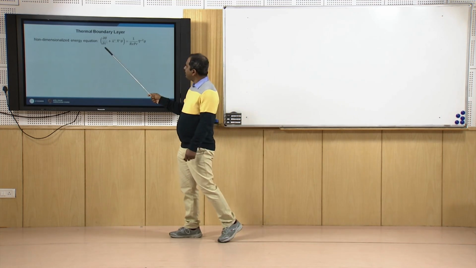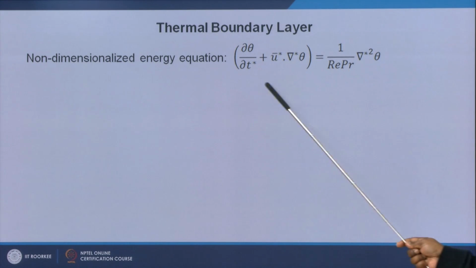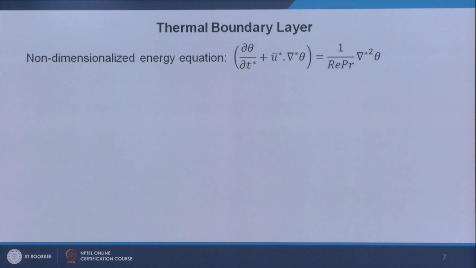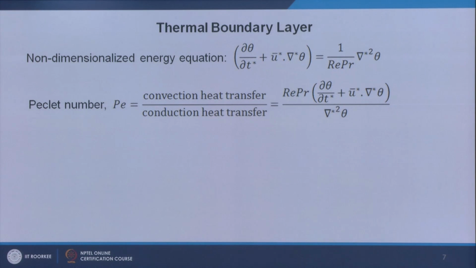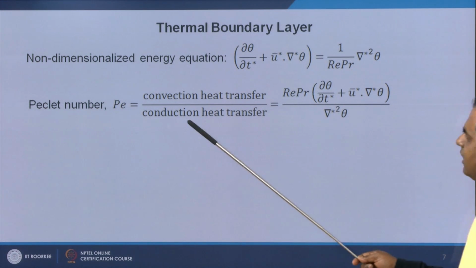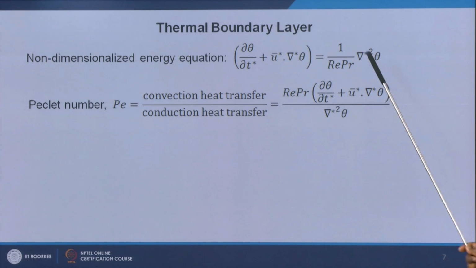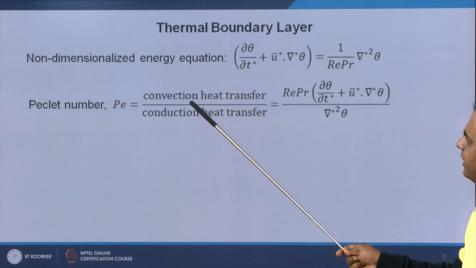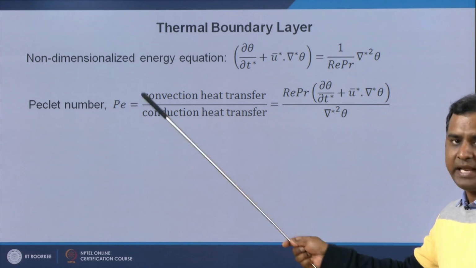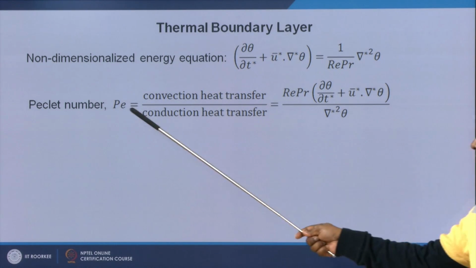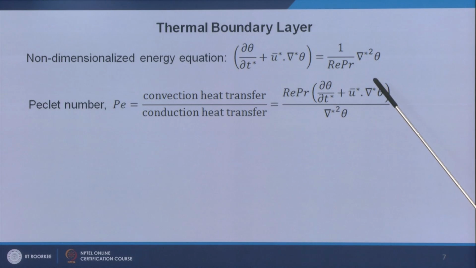We have earlier derived the non-dimensionalized energy equation for low Eckert number cases. Now let us see what the ratio between the left hand side and the right hand side is. On the left hand side we have convection, on the right hand side conduction. Convection to conduction, or advection to diffusion, is nothing but the Peclet number. So it comes as Re Pr times del theta by del t plus U star times del theta, which is your convection term, and in the conduction you have del squared theta.